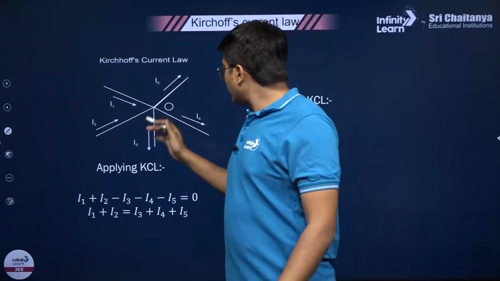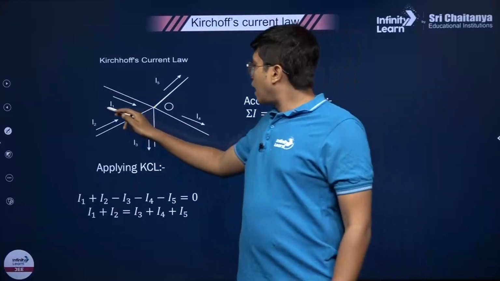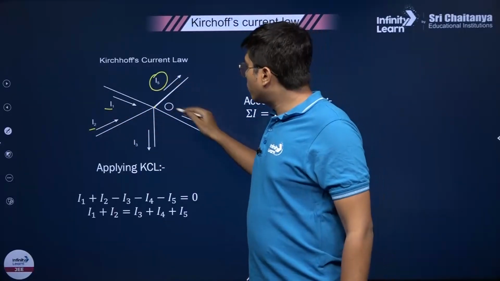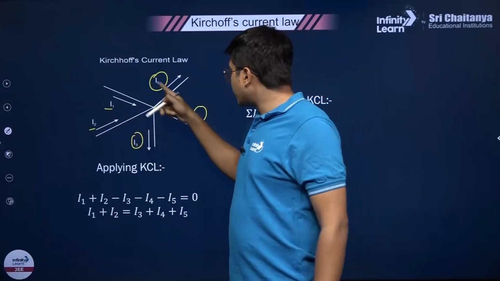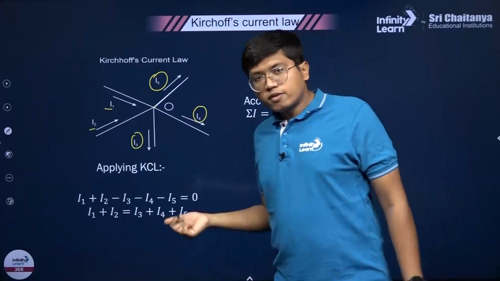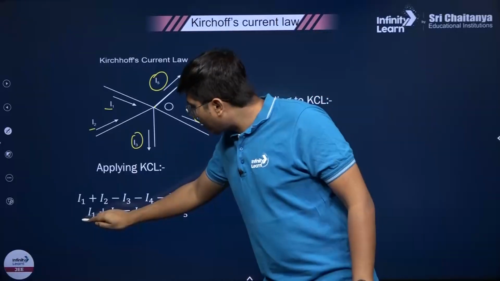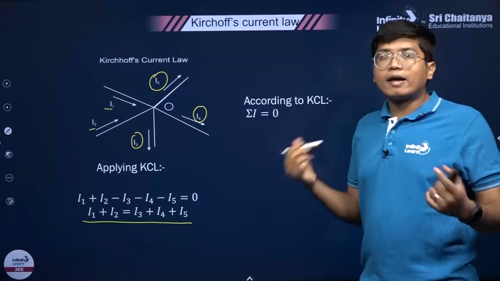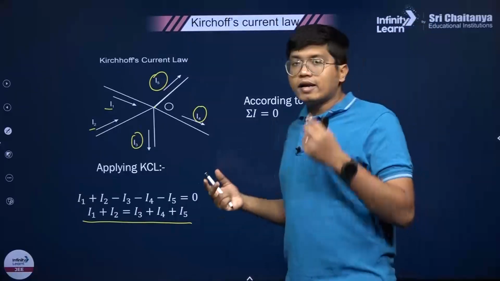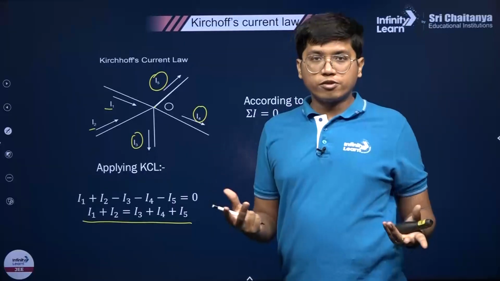So over here, what are the currents coming in? I1 and I2 are coming into this junction, and I5, I4 and I3 are going out. So what Kirchhoff's law just says is that I1 plus I2 should be equal to I3 plus I4 plus I5. Why? Because again, this comes from the law of conservation of charge.